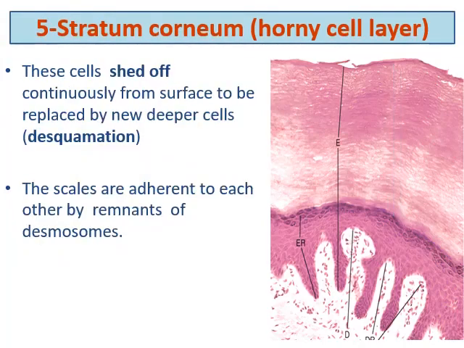In time, the cells of the stratum corneum are shed continuously from the surface, and are replaced by newer cells from the deeper layer, which, as we said previously, is the stratum germinativum, which is stratum basale and stratum spinosum. Here in this layer, the cells are adherent to each other by remnants of desmosomes.